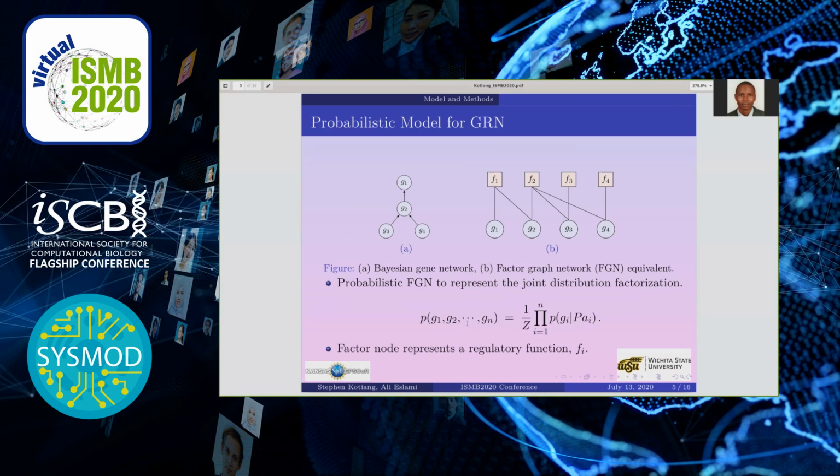In probabilistic terms, the factor graph represents the joint probability distribution of the network as a product of local conditional probability distributions given by this equation, where Z is nothing but the normalization constant, and PAi are the states of the parents.